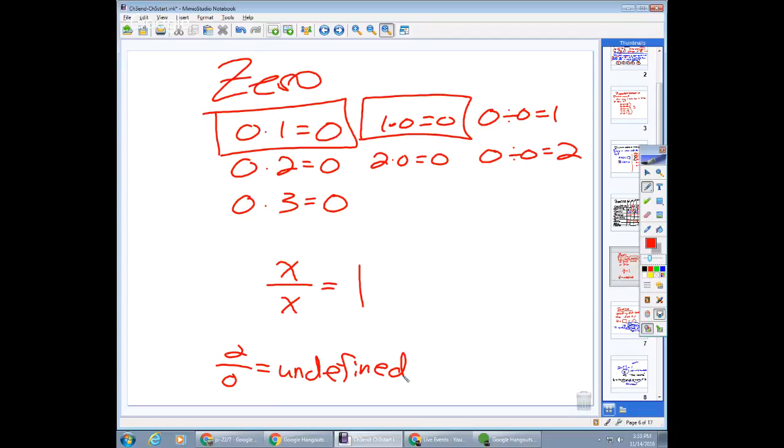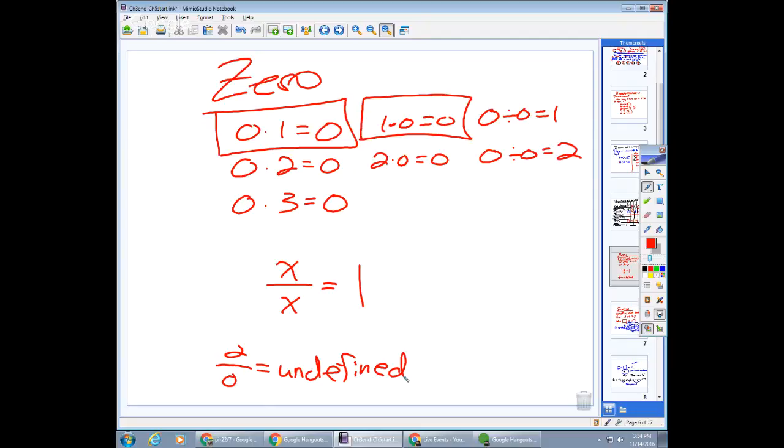I can't take 2 and split it into no groups. That is true, but could I take 0 and split it into 0 groups? I think I can do that once and get away with it. Or maybe twice. Or maybe I could do it 10 times. Well, undefined means there's no possible solution.